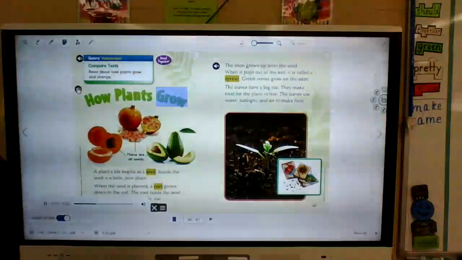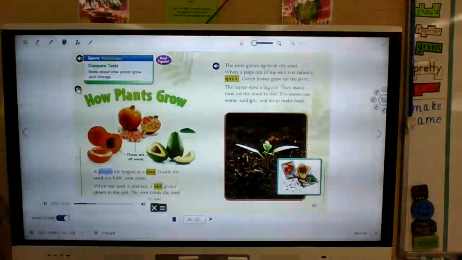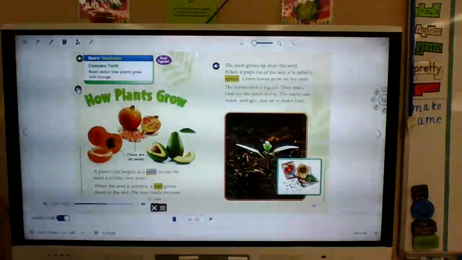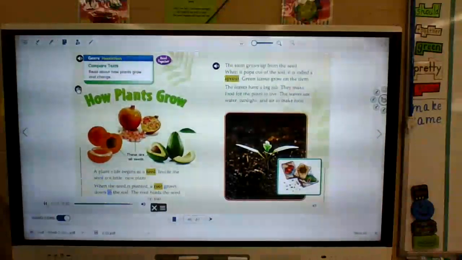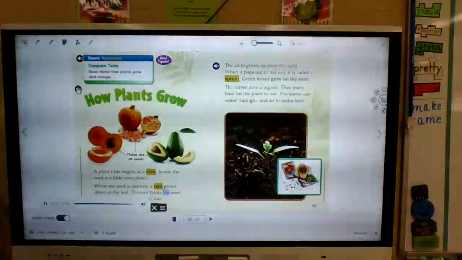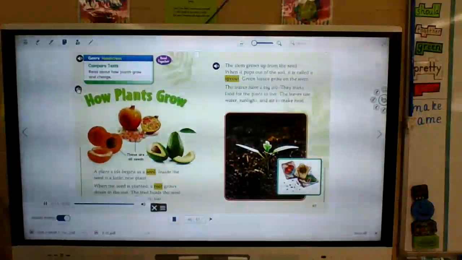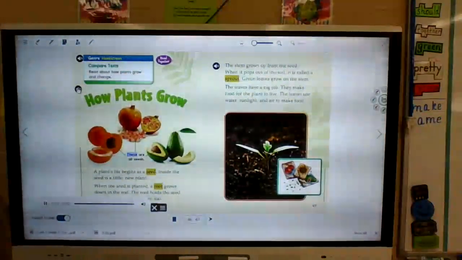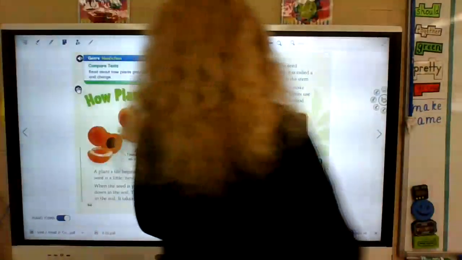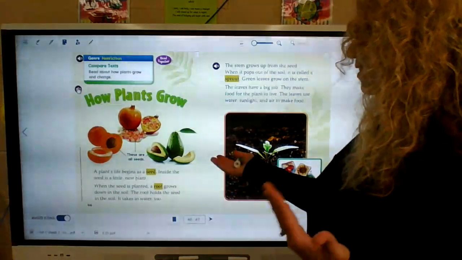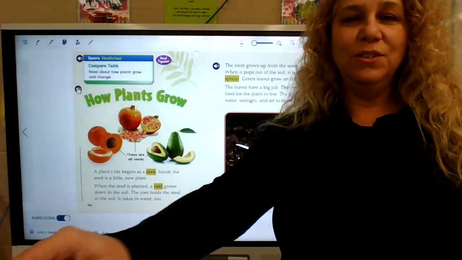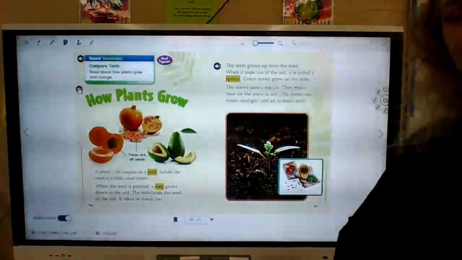How plants grow. A plant's life begins as a seed. Inside the seed is a little new plant. When the seed is planted, a root grows down in the soil. The root holds the seed in the soil. It takes in water too. These are all seeds.